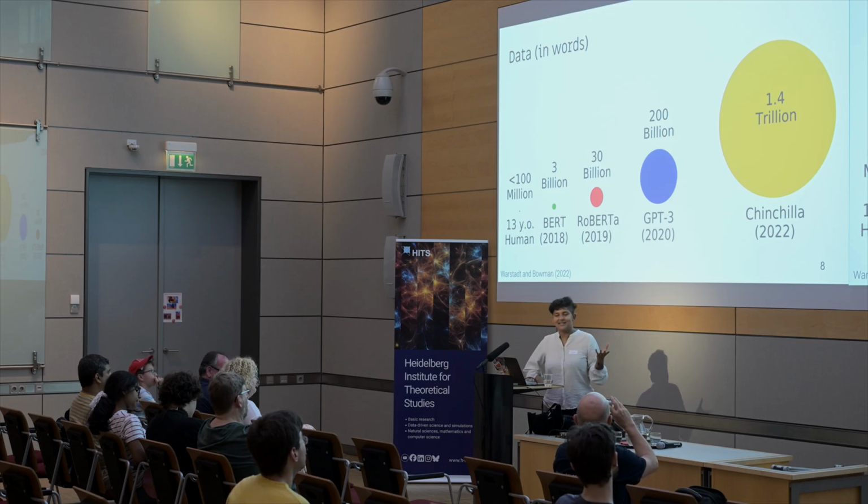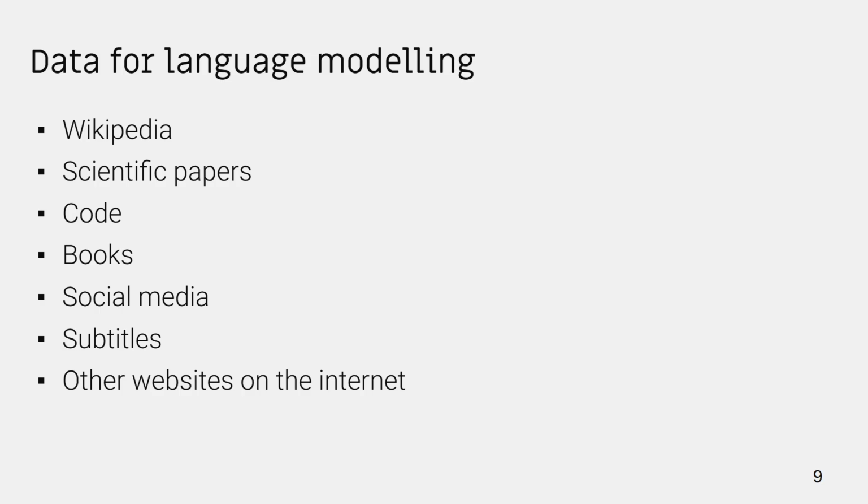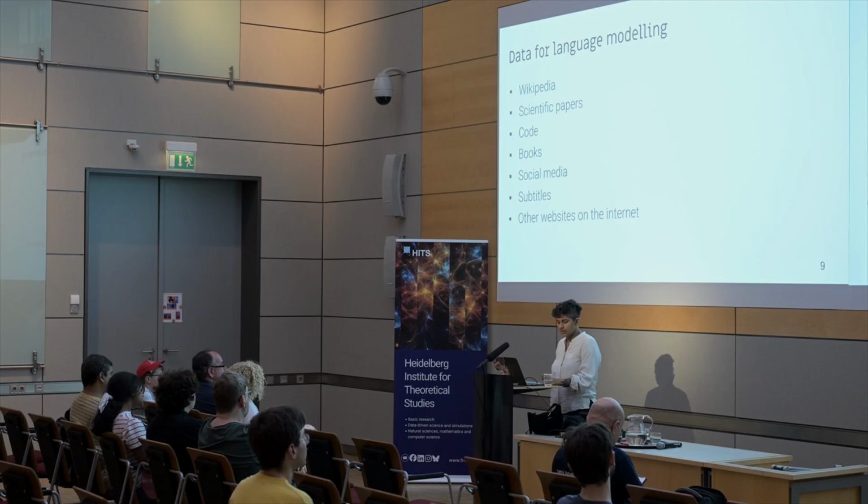So where does all of this data actually come from? Well, people who make language models at these companies will take data wherever they can find it. But typically, it comes from a variety of sources, including Wikipedia, scientific papers, code, books, social media, subtitles, and all sorts of websites on the internet that don't fit into these categories. And each of these raises different concerns with what the language model then learns about the world and about language, and also how it does so.